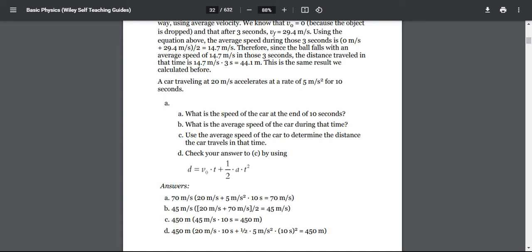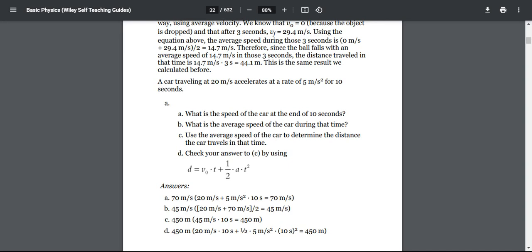In this situation, a car traveling at 20 m/s accelerates at a rate of 5 m/s² for 10 seconds. So our starting speed is 20 m/s, the acceleration is 5 m/s², and the time is 10 seconds, because we are finding the speed of the car at the end of the 10 seconds. So we get 20 plus 5 times 10, which is 70 m/s.